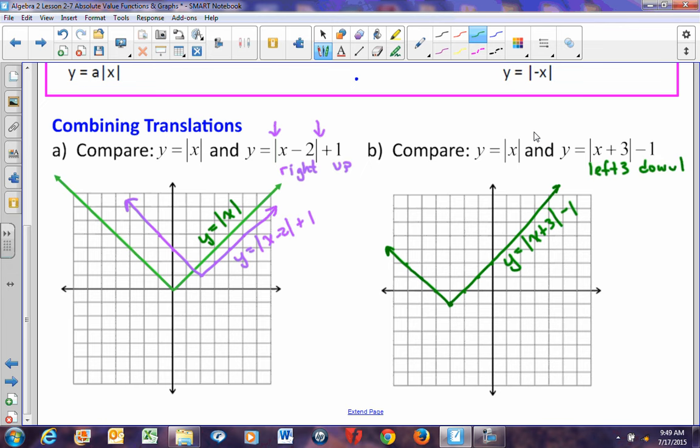You don't have to draw the parent function in every time. If you can do it without drawing the parent function, that's great. If you can't, make sure you label the parent function and then label the transformation as well.